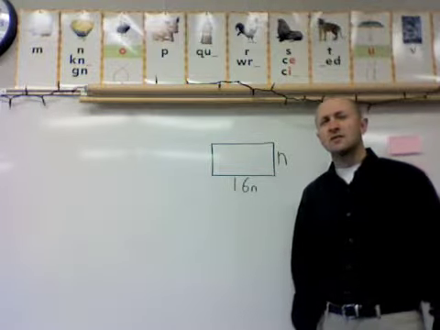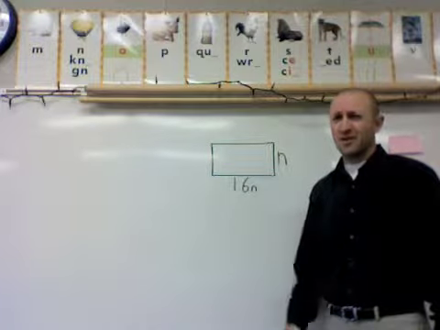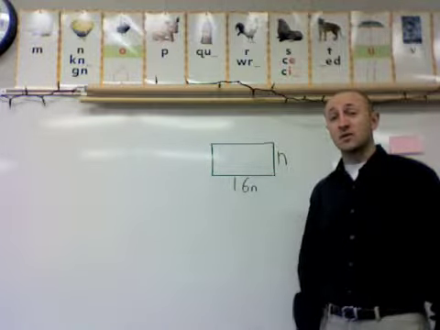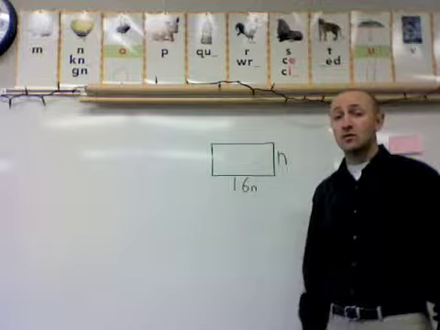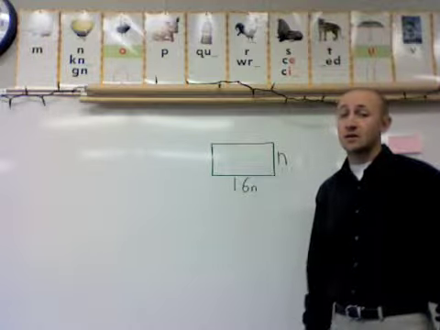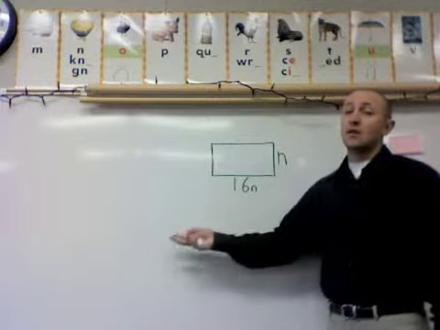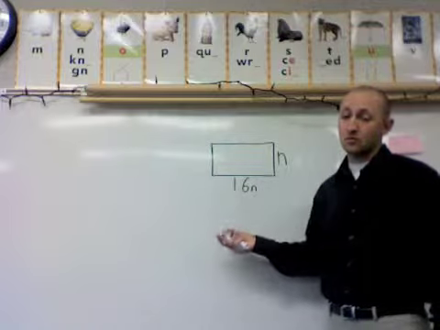Today we'll be looking at something called familiar formulas, and that's something we are familiar with because we're going to look at how to find the perimeter and the area of a rectangle and how to write that out as an equation or an expression.